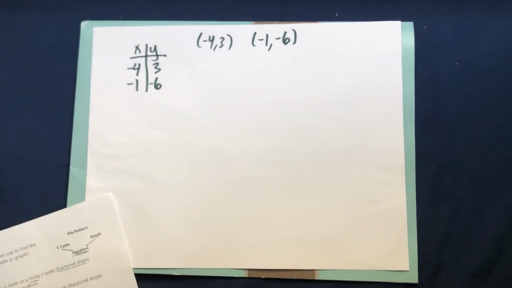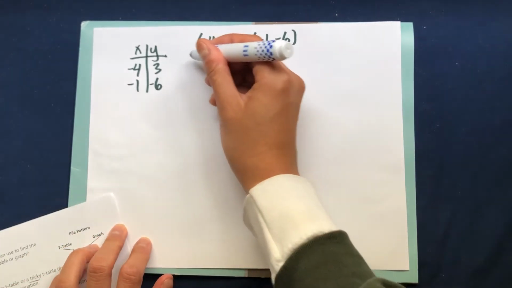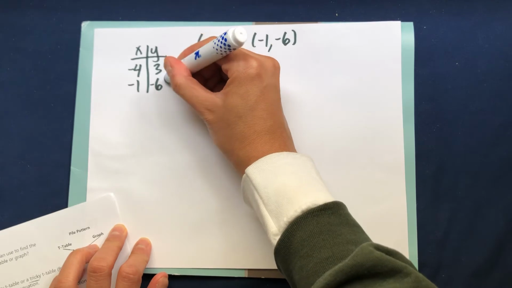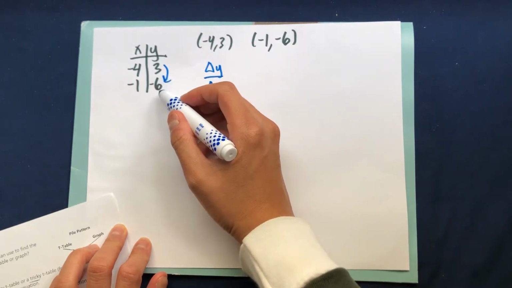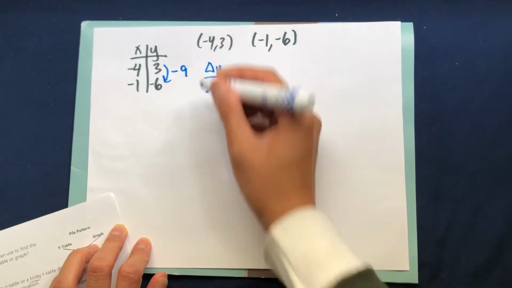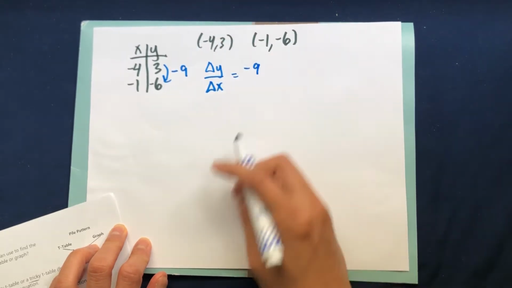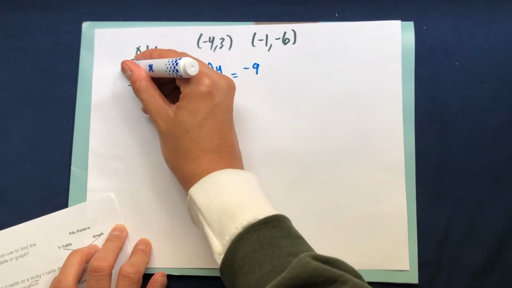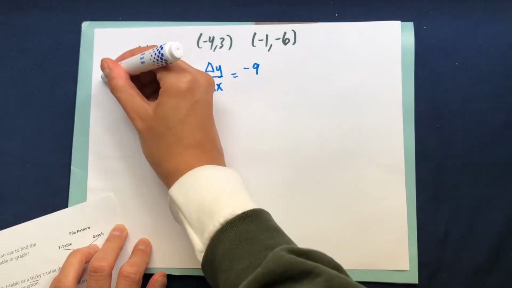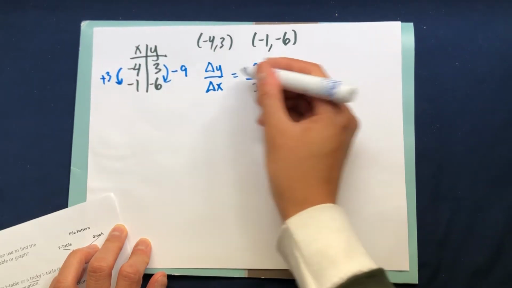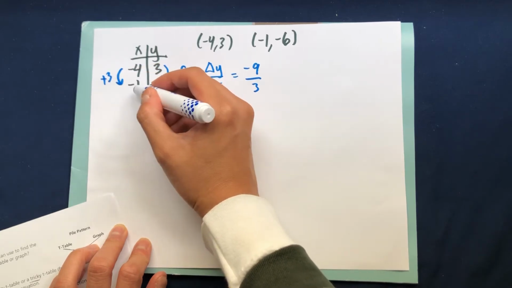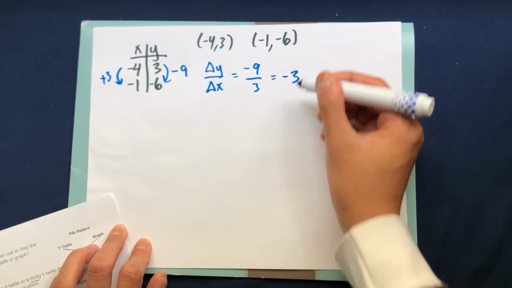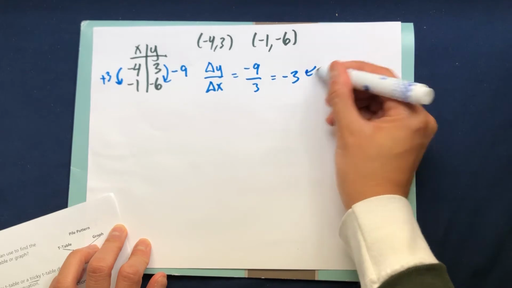So first off, we need to figure out what the slope is. And slope is change in y over change in x. So the change in y, if we're at +3 and we go to -6, that means we're subtracting 9 for the change in y. 3 minus 9 is -6. For a change in x, if we're at -4 and we want to get to -1, we're adding 3. -4 plus 3 is -1. So now we have -9 over 3, which is the same thing as -3. So our slope is going to be -3.